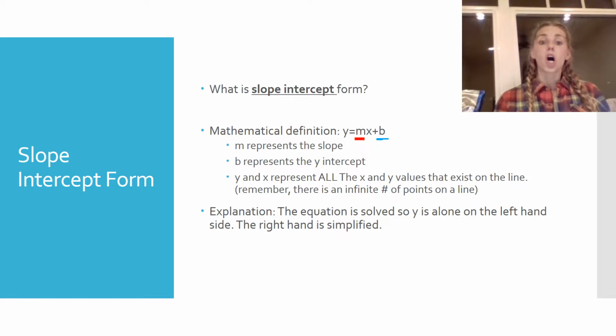The reason why it's called slope-intercept form is because simply by looking at the equation, you're going to be able to identify the slope and the y-intercept.